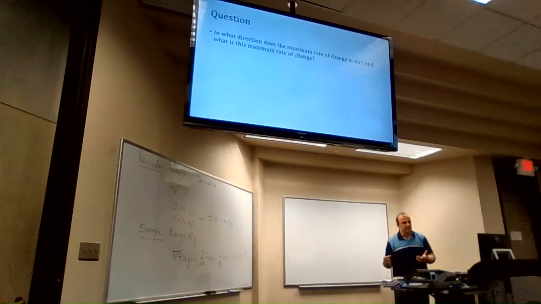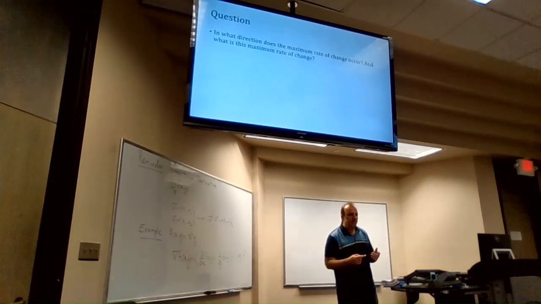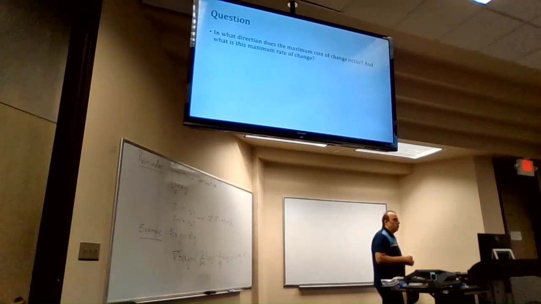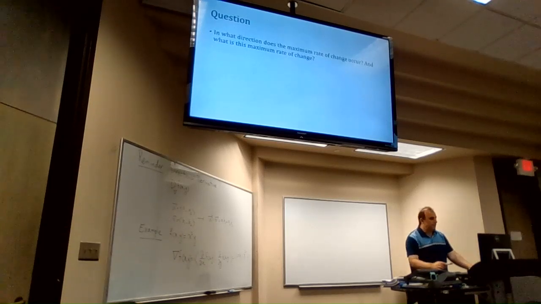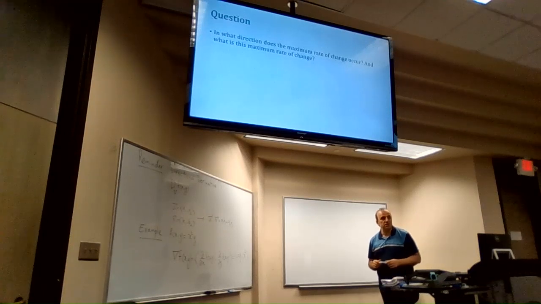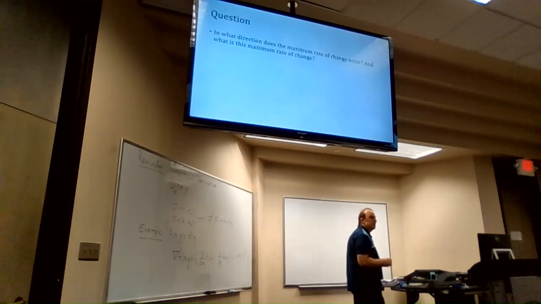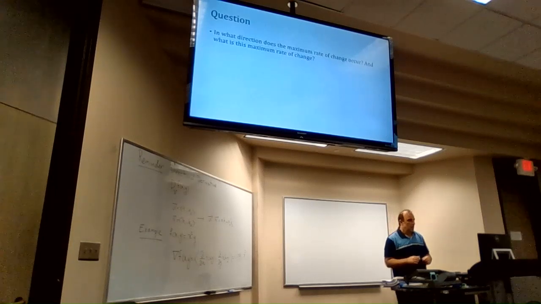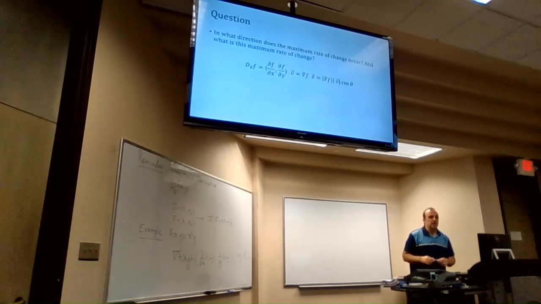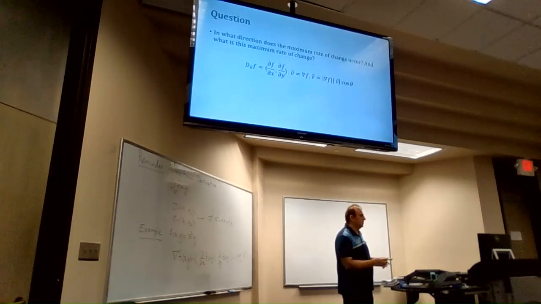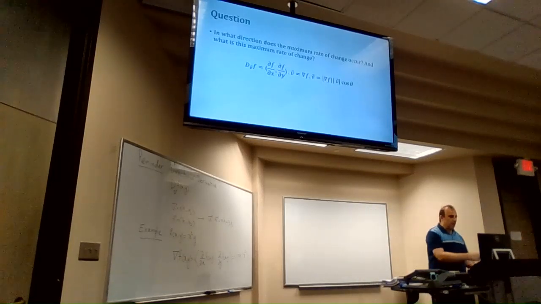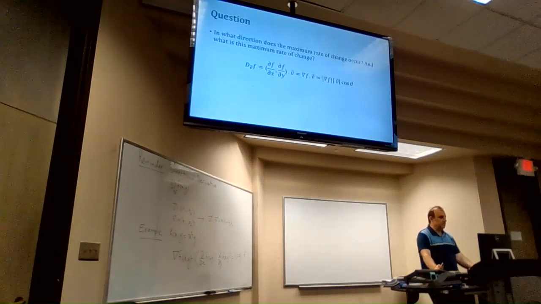Now we want to relate the gradient to the directional derivatives. In fact, the question is, in terms of directional derivatives, for a given function of two or three variables, we want to know in what direction the maximum rate of change happens, and what the maximum rate of change is. To answer this question, we use the dot product. In the case of two variables, I can write the directional derivative as the dot product of the gradient and the unit vector.